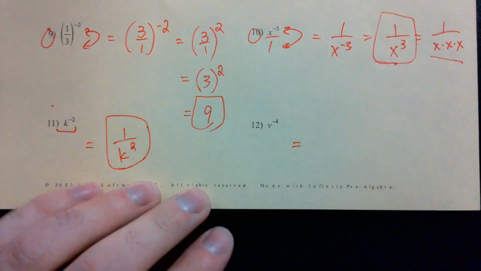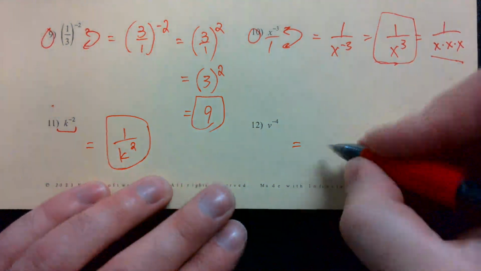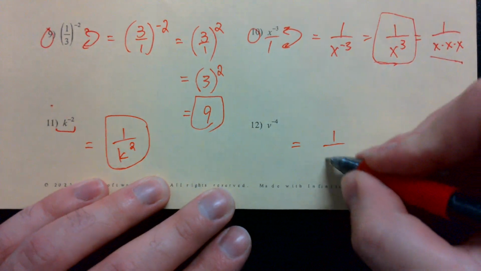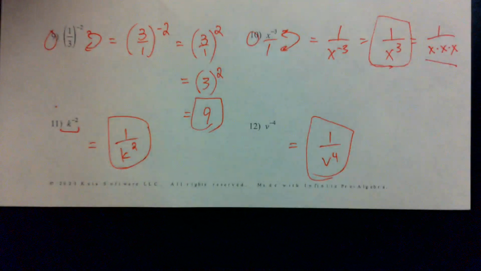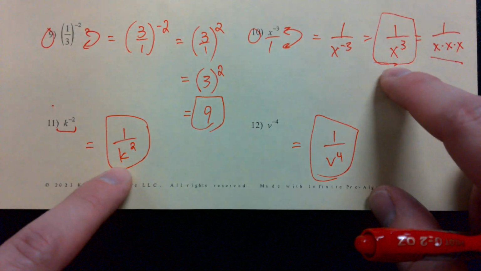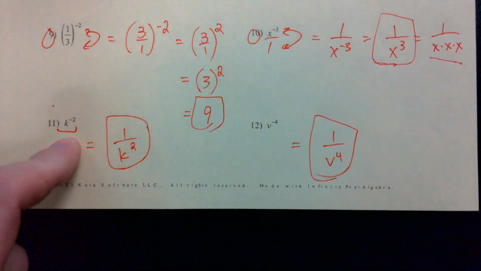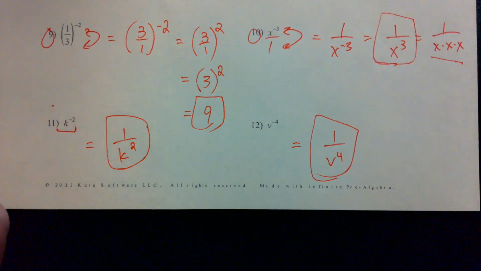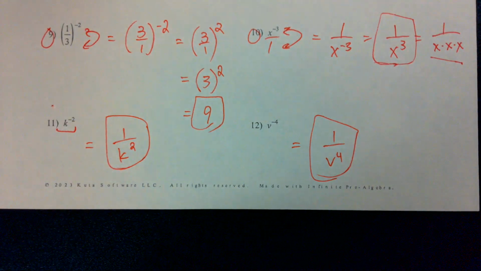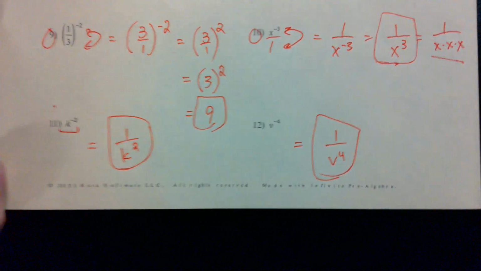Anyone want to take a guess at what my answer is going to be on number 12? Go ahead, Ida. 1 over v to the positive 4. Take a look. 10, 11, and 12, all those answers look exactly the same except for the letter we used and the exponent we started with. If you noticed that pattern on your own, that's awesome. Otherwise, I hope you see kind of how this works and how it's all pretty much the same thing. If you don't see that, let me know. We can talk about it. Are there any final questions I can answer about this one?